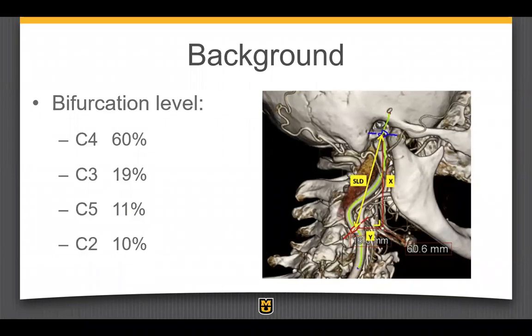The bifurcation level from C5 through C2 is as follows, with the majority of patients at C4. But you can see at the level of C2, there's approximately 10% of patients that exhibit a relatively high bifurcation. Now, personally, the vertebral level for me is less important when performing these operations and making the decision to operate or to perform a stenting procedure, in that the angle of the mandible tends to be more the limiting feature in my practice.